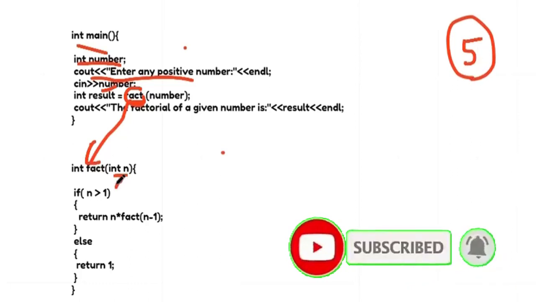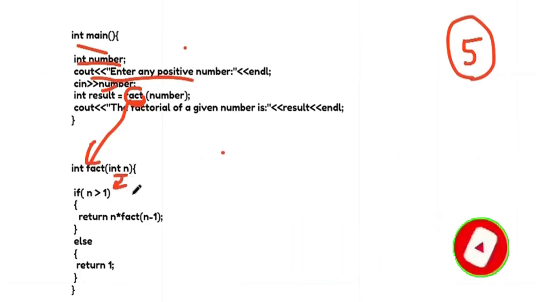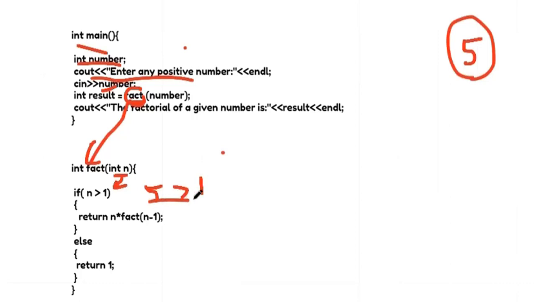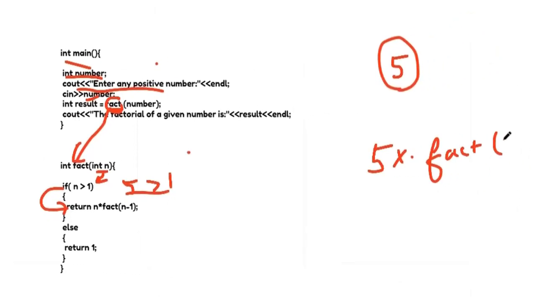So it will come inside. If n greater than 1, the n value 5 is greater than 1. Is it true or false? The condition is true. If the condition is true, it will come inside, right? What is it going to do? n times fact of n minus 1. So what is the n value? 5 times fact of n minus 1, and 5 minus 1 is 4.